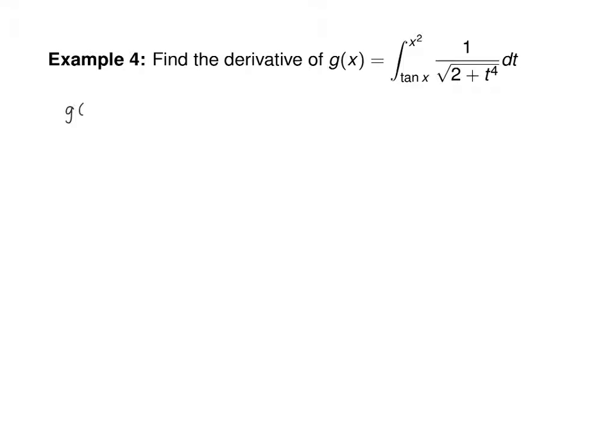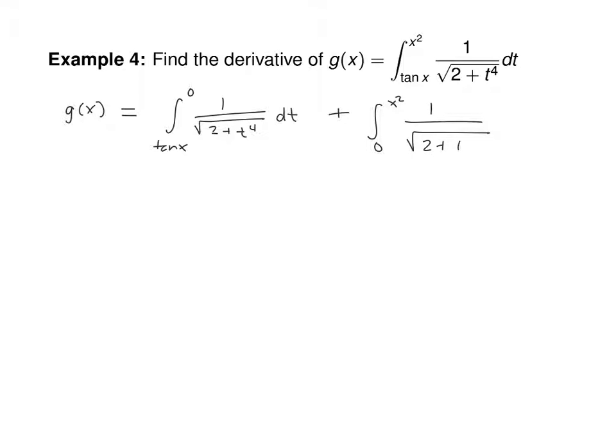You take your g function, and you break it up into the integral from tangent x to some number. I just always pick 0. It doesn't matter what number you pick. And you have to flip it. Plus the integral from 0 to x squared. And that's that property where we said, okay, we can find the area from the lower bound to some number plus some number to the upper bound. We can break it up into two pieces this way. It doesn't matter what number you choose. You pick 1, 7, 5, 11, whatever.